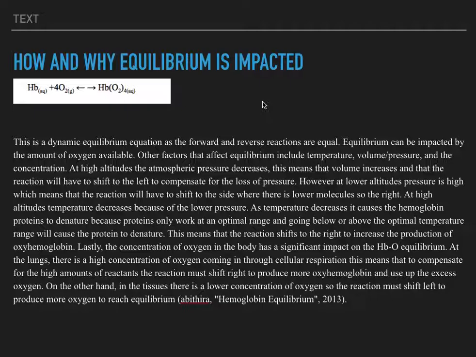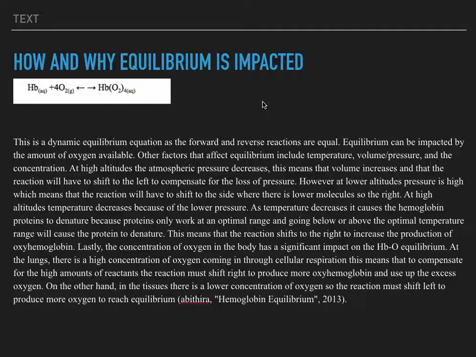At high altitudes, the atmospheric pressure decreases. This means that volume increases and that the reaction will have to shift to the left to compensate for the loss of pressure. However, at lower altitudes, pressure is high, which means that the reaction will have to shift to the side where there is lower molecules, so the right. At high altitudes, temperature decreases because of the lower pressure.